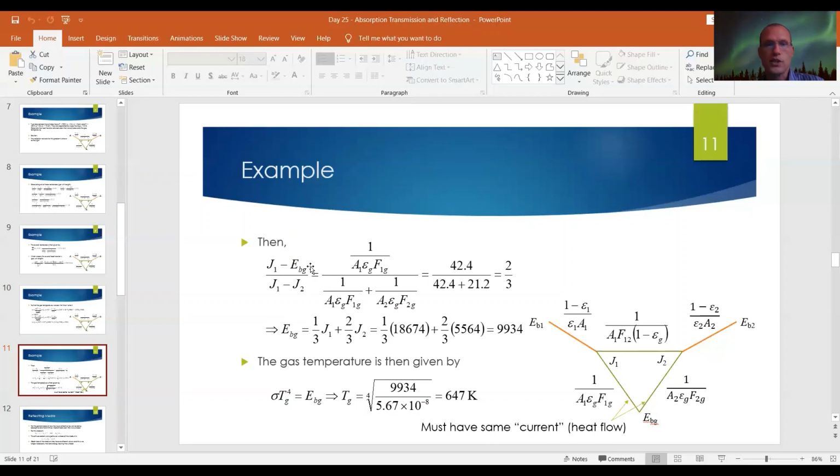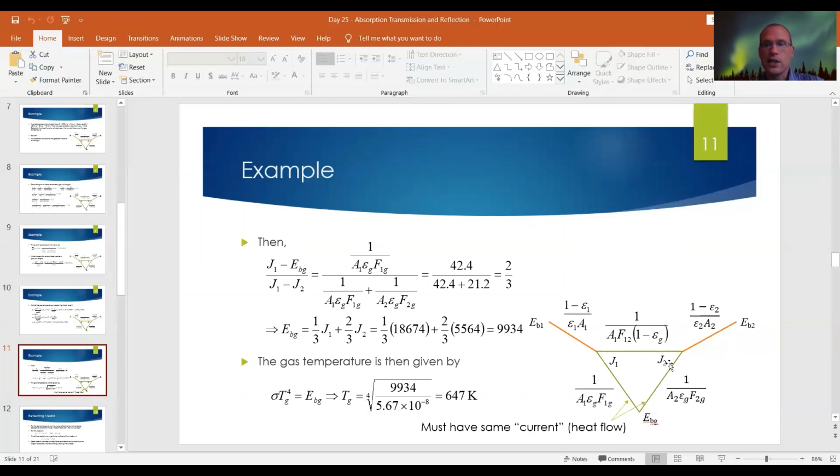So that's my voltage essentially. And then the resistance for this guy is 1 over epsilon 1, epsilon gas, F1 gas. And so the total Q there will be this guy divided by that guy, but I just rearranged it. And do the same thing for J1 minus J2.